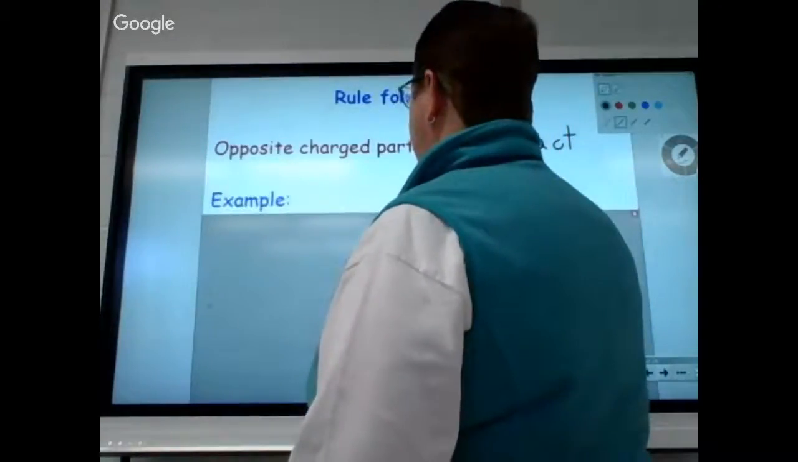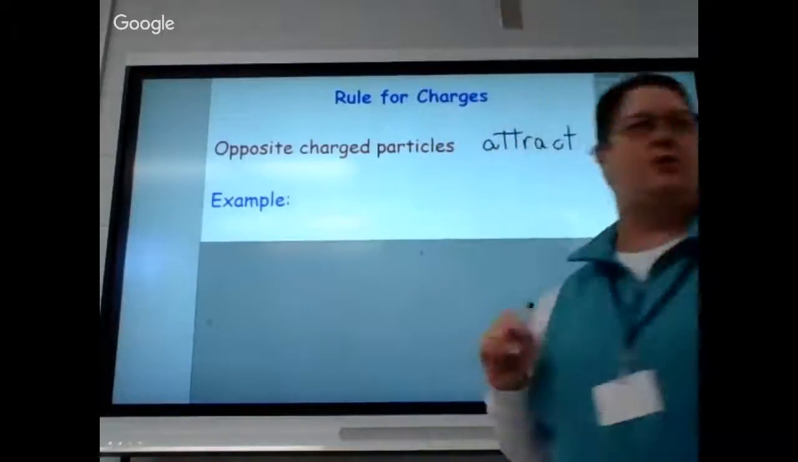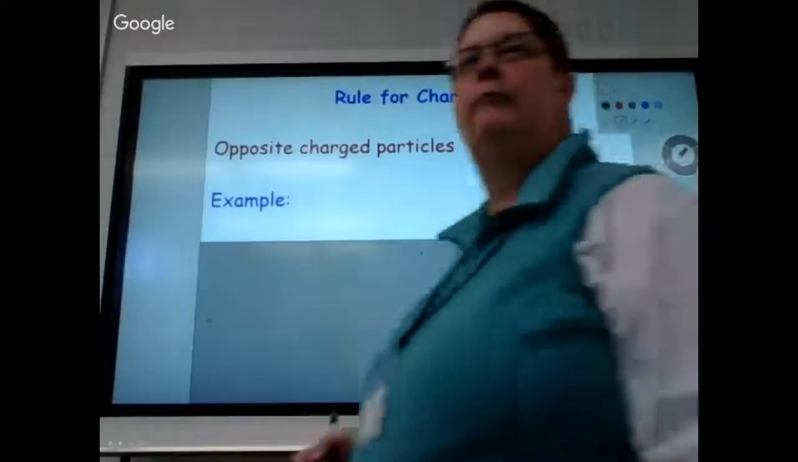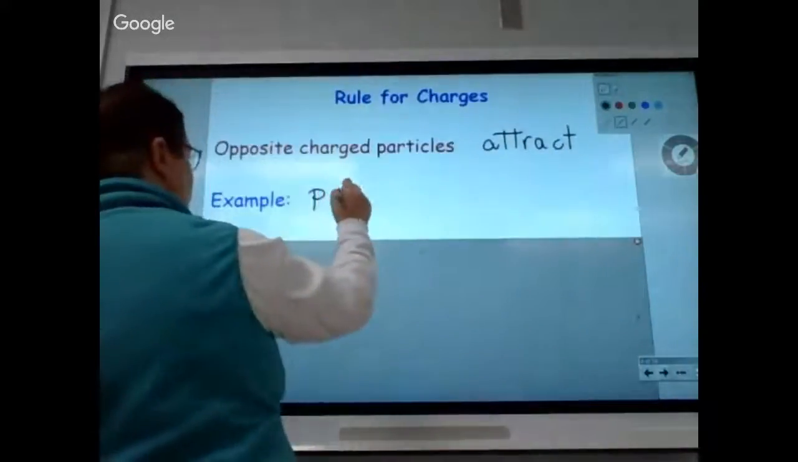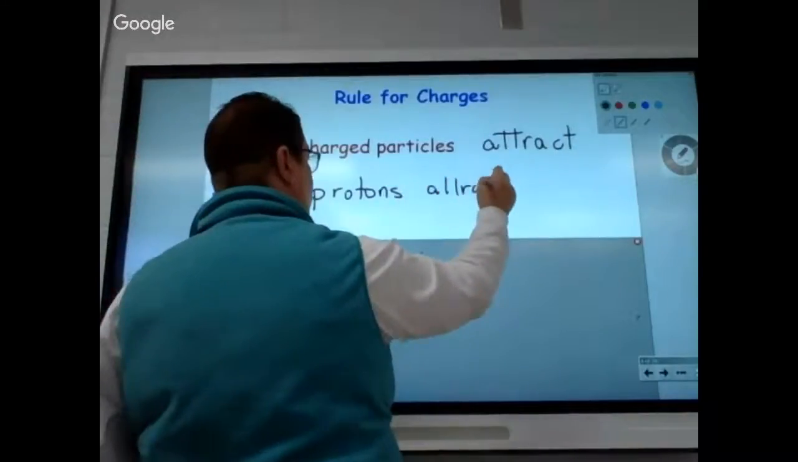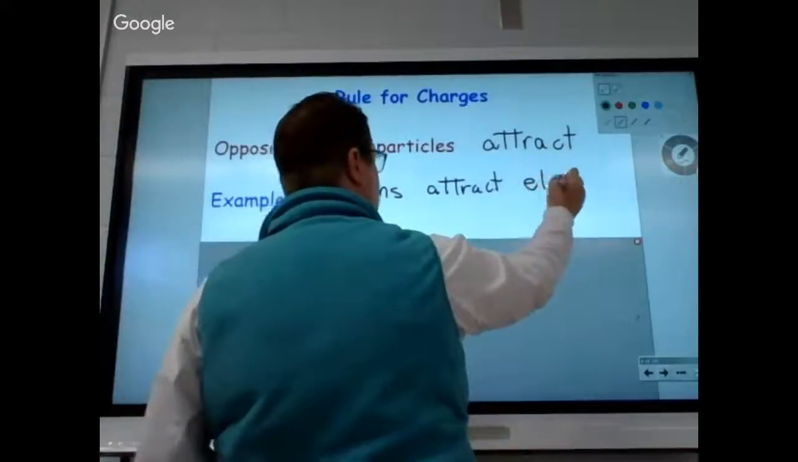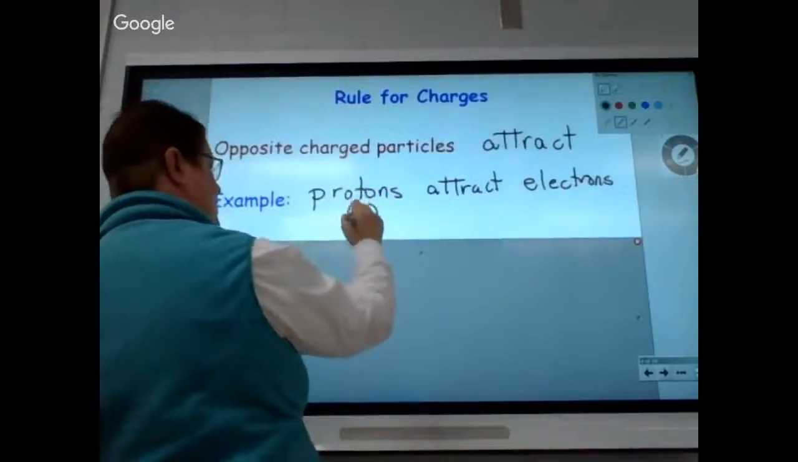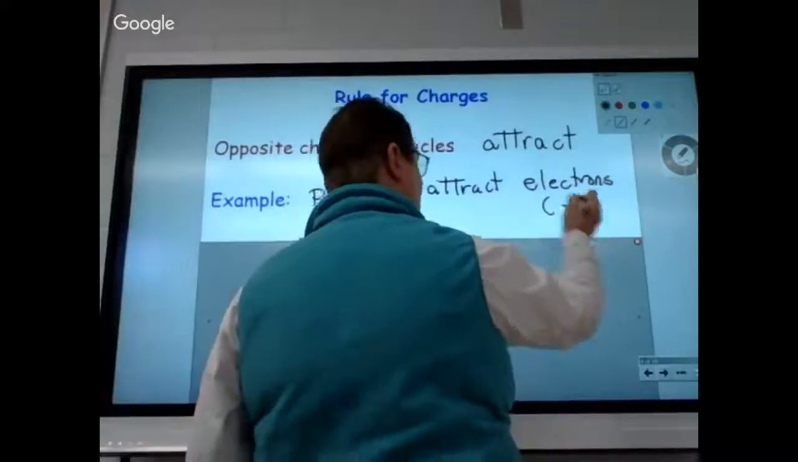So, using examples of what we just worked with, give me an example of some opposites that will attract. All right, we're not talking magnets. That's the next unit. I'm talking about things we just talked about. So the name of the particles would be what? Protons and electrons would attract. Protons attract electrons, because protons are positive and electrons are negative.